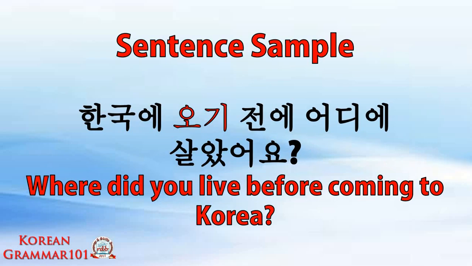And for our last example, 한국에 오기 전에 어디에 살았어요? 한국 again is Korea. 한국에, to Korea or at Korea. 오기 전에, 오기 from the word 오다, our root word that is to come. And 어디 is where, and 살았어요 from the root word 살다, that is to live. 살았어요 is in past form. Where did you live before coming to Korea? So this is the last example that we have.